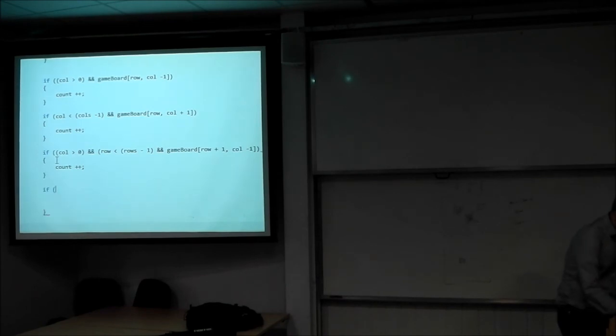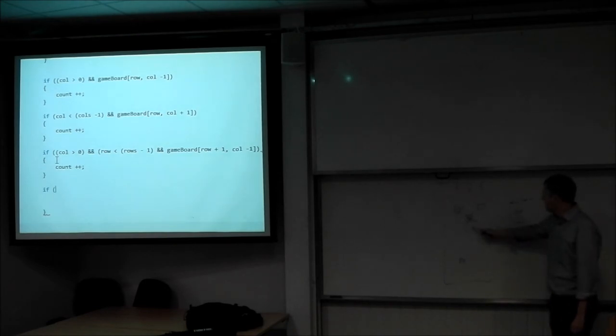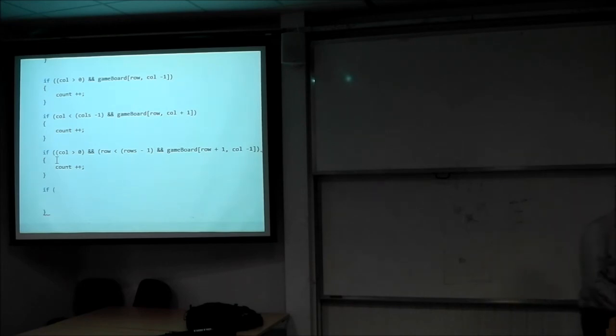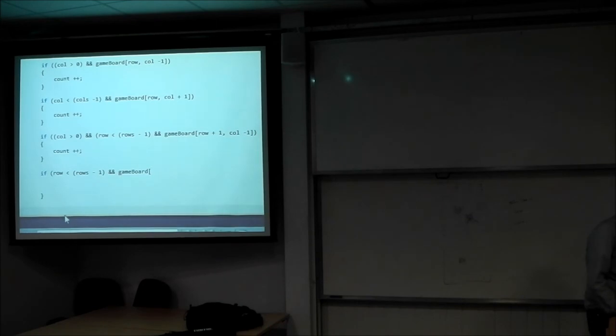This one here is going to be the same column, but row plus 1, right? So you need to check to see if the row is less than the number of rows minus 1 and game board at position row plus 1, comma, column.